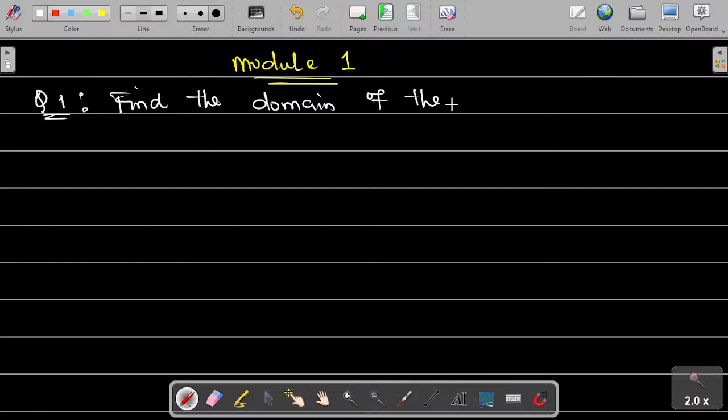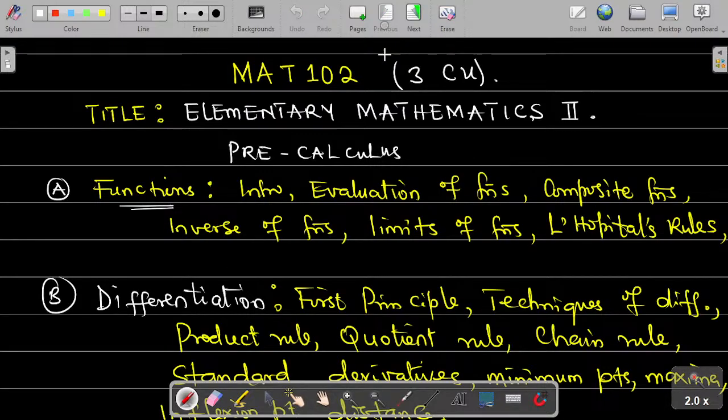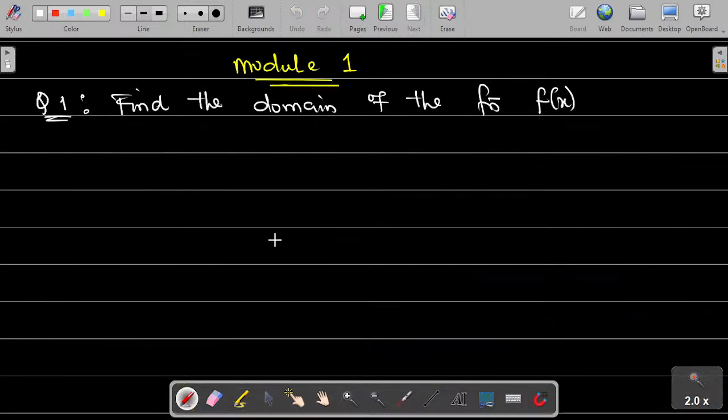The first question says, find the domain of the function. And here is the function. This is another very important part that I omitted here: domain and range of functions, very important. I even didn't put it in the description. I'm going to do that at the end of this particular section.